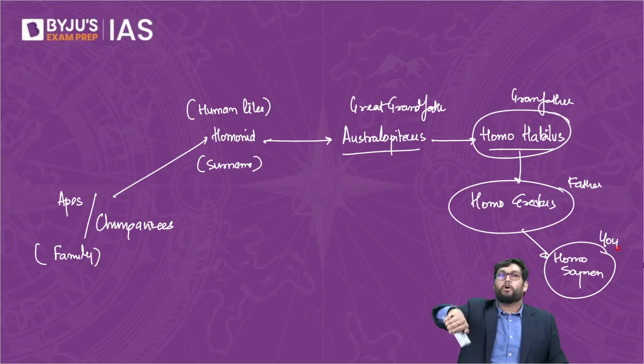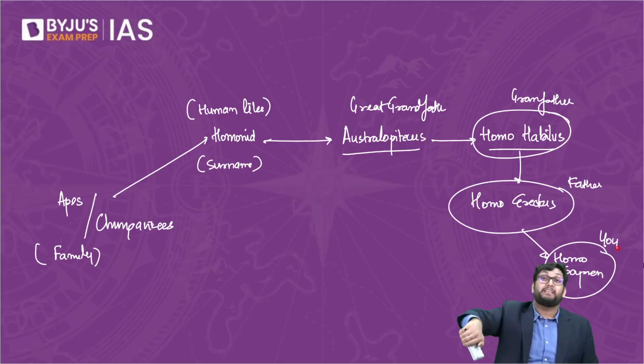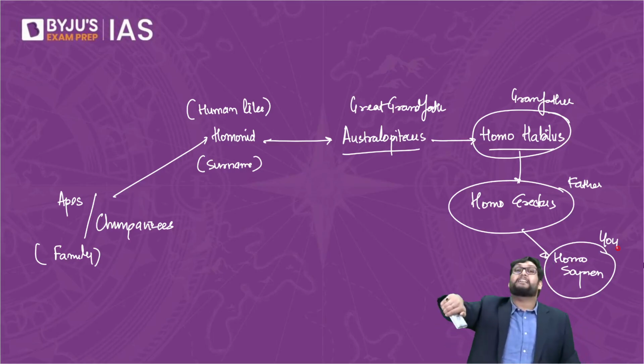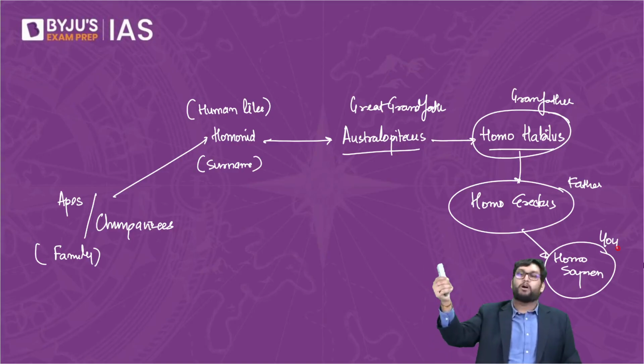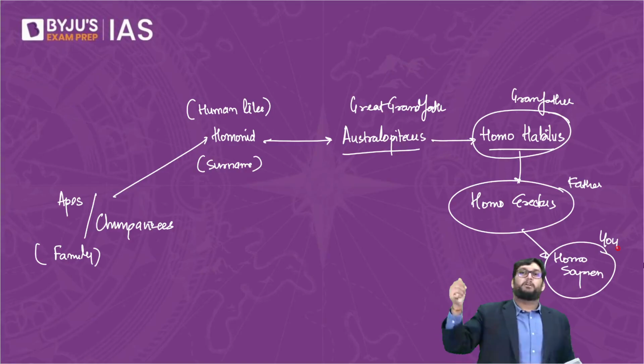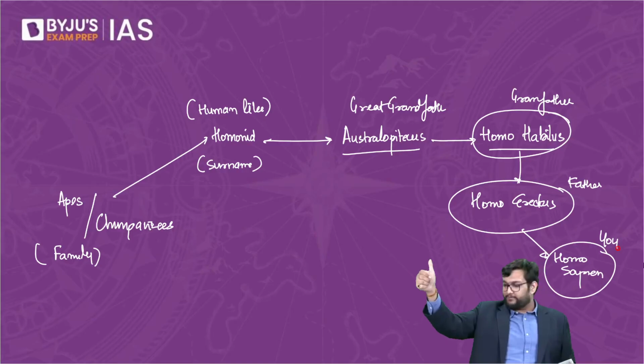This is why Australopithecus is not going to survive in the concept of survival of the fittest. Evolution happens with survival of the fittest, and the need of the hour was to have a thumb. And that is what your great-great-grandfather or grandfather develops, which is the thumb.